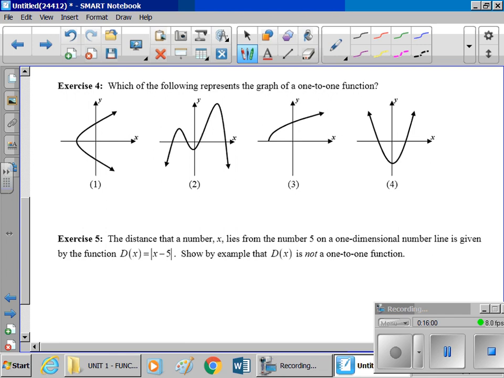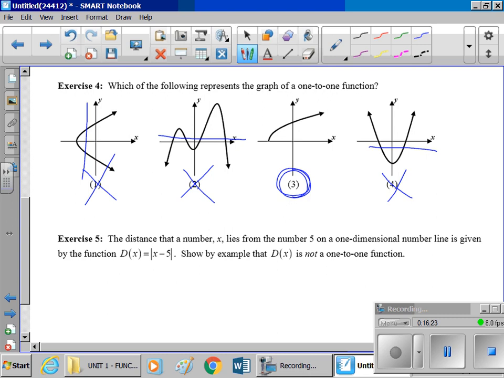Well, hopefully you realized it's this one right here, because vertical line test, this one's not even a function. This one does not pass the horizontal line test, so it's not a one-to-one function. And this one is the same thing, won't pass the horizontal line test, so it's not a one-to-one function, although it is a function.